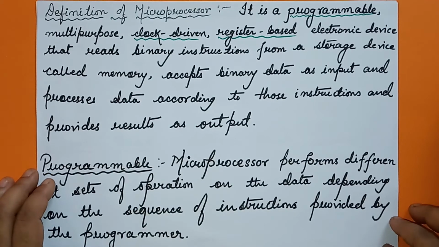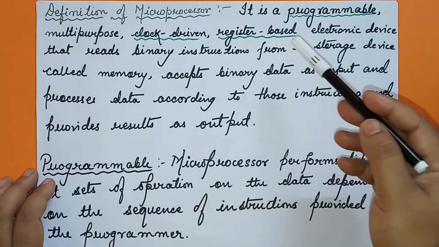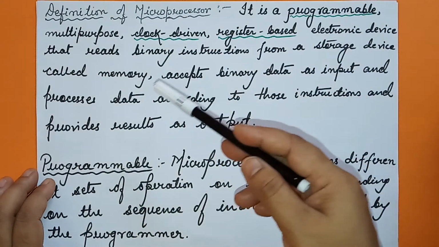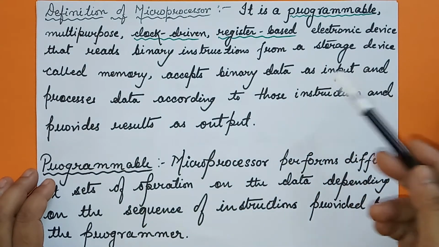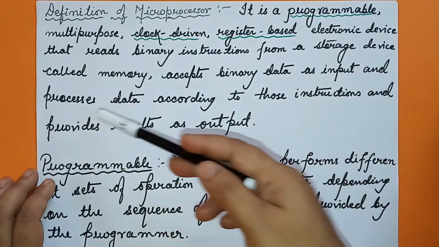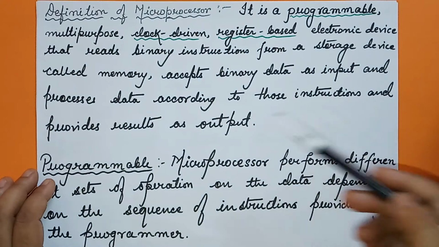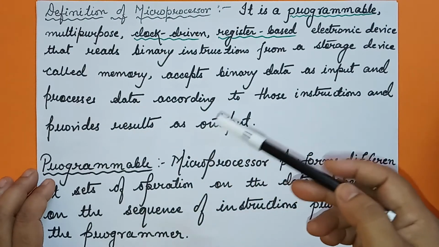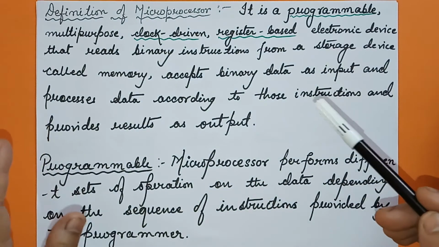Definition of a microprocessor: it is a programmable, multi-purpose, clock-driven, register-based electronic device that reads binary instructions from a storage device called memory, accepts binary data as input, processes the data according to those instructions, and provides the result as output. So it is very simple. From the definition it is clear.